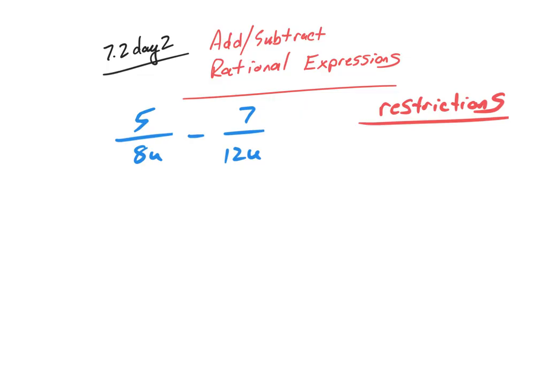is restrictions. And when we talk about restrictions, we talk about what can the variable not equal. And we talked about this a little bit last week. But what number can I not plug in for u in this case? What can we not have in the denominator? 0. Okay. So what number would give me 0 on bottom? 0. Okay. If I took 12 times 0 or 8 times 0, then when we talk about restrictions, we say what can u not equal? And u cannot be 0.